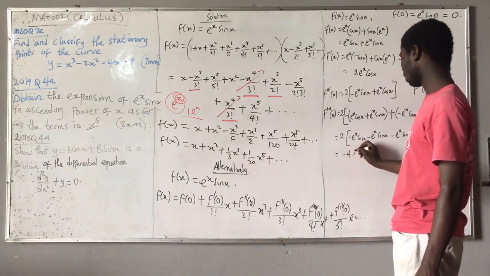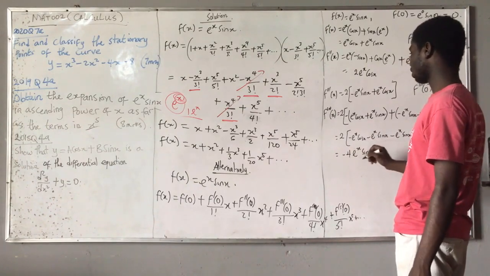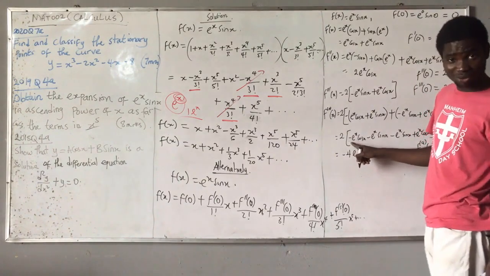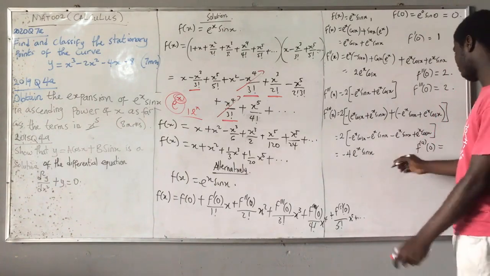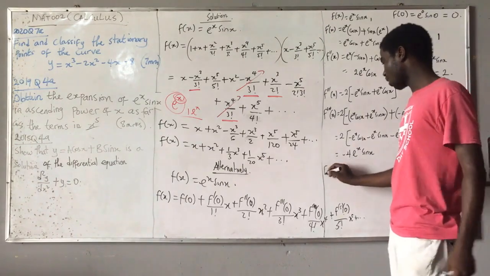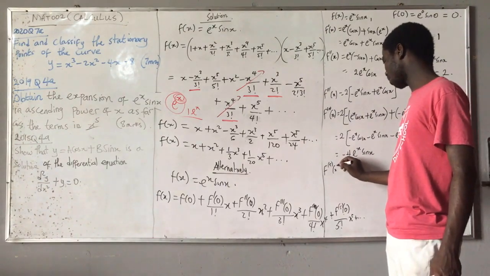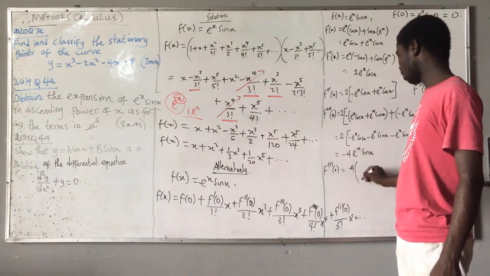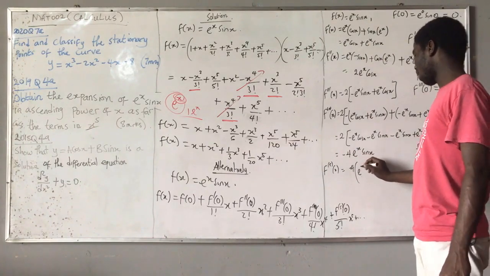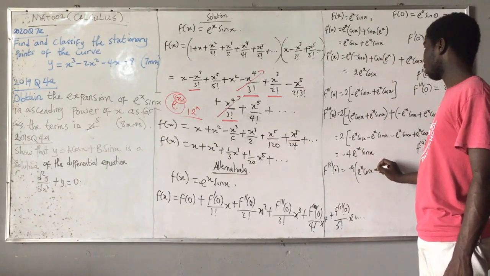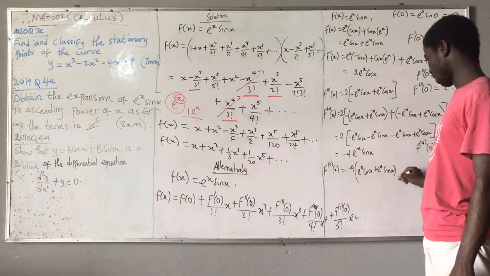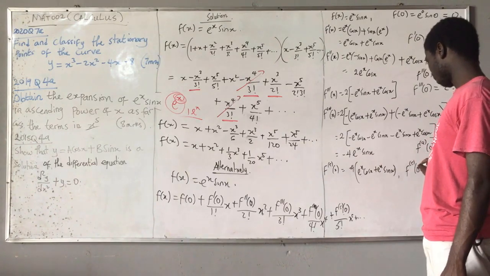So this is minus 4 e raised to power s sin s. If you do f4 of 0, e raised to the power of 0 is 1, but sin 0 is 0. So this is just minus 4. Then lastly, f5 of s. So this is minus 4 times e raised to power s sin s. Differentiate e raised to power s sin s. This is the answer: e raised to power s cos s plus e raised to power s sin s. That is the answer. So f5 of 0.